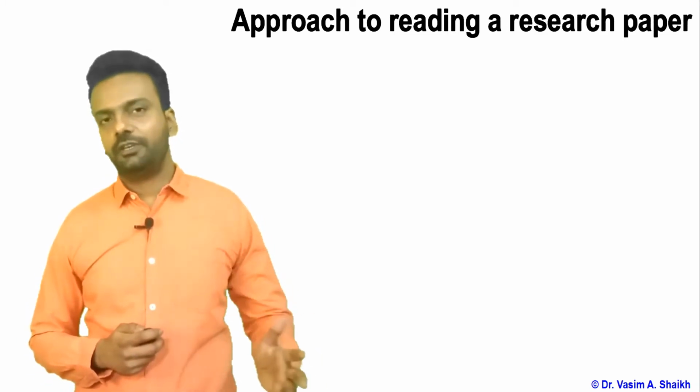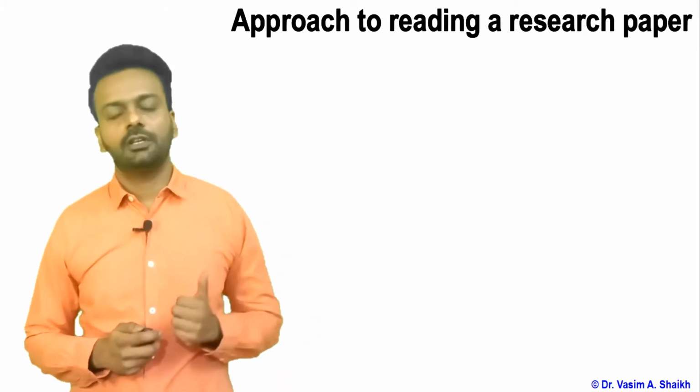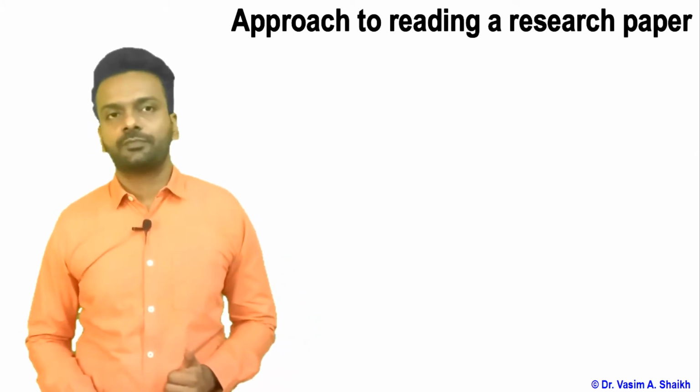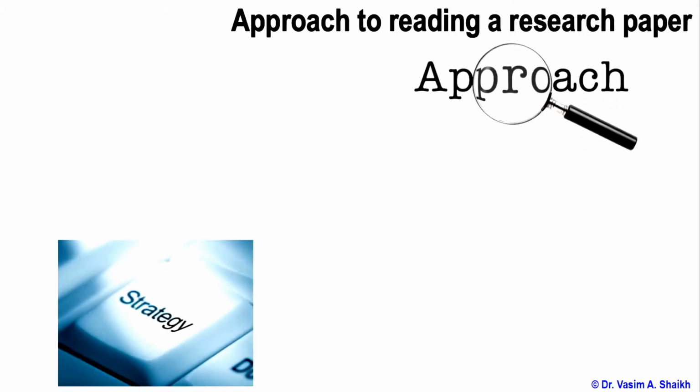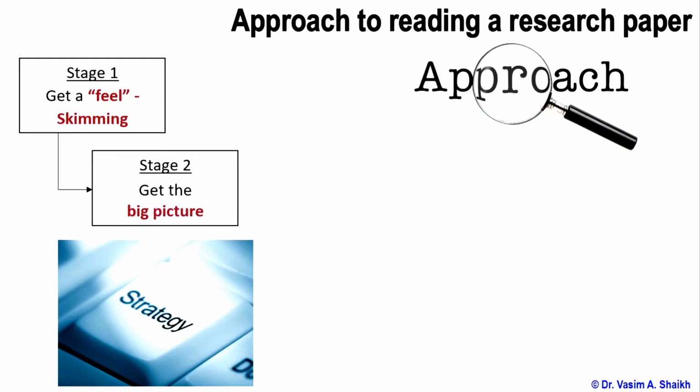There is a specific way, and I have compiled some stages which you can go through to read the research paper. So let us see what these stages are. That is the basic approach or strategy which we want to see. Stage 1 is, you should get the feel of the paper. The technical term is skimming. Stage 2 is, you should get the big picture, a broader picture of the entire research paper.